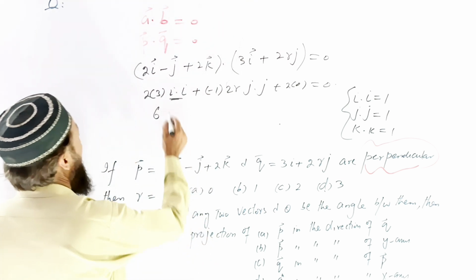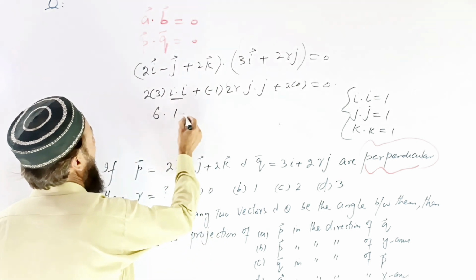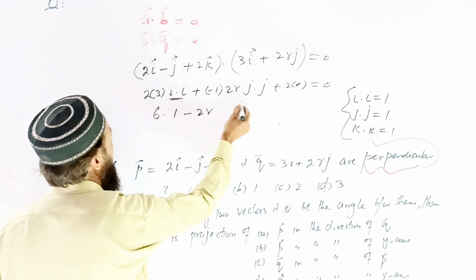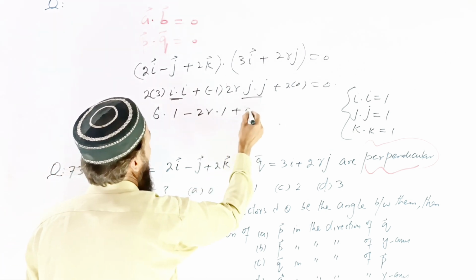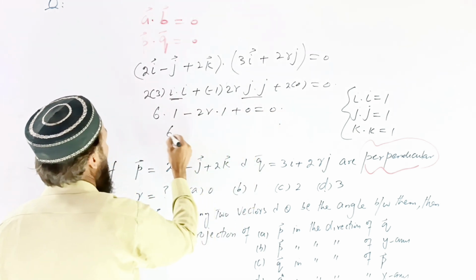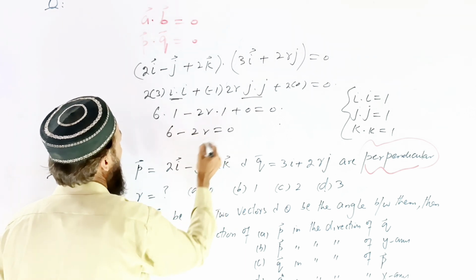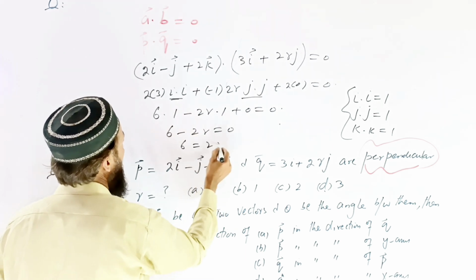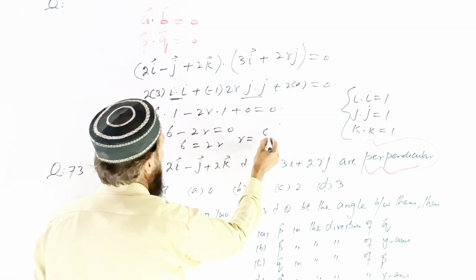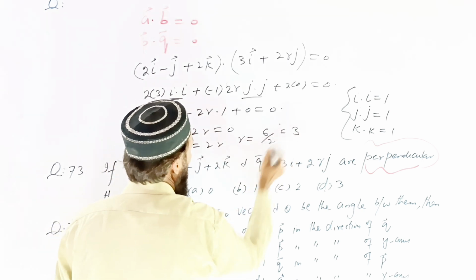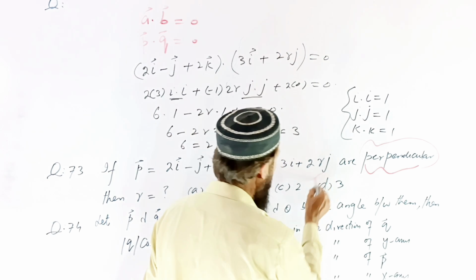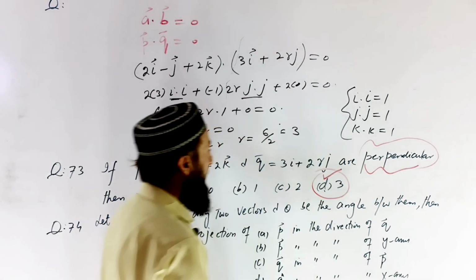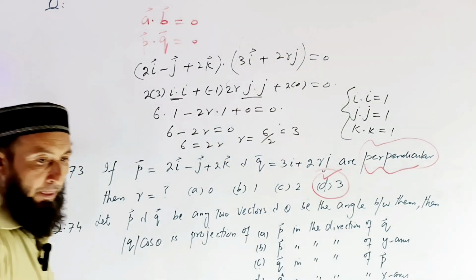So here we get 1 and minus 2r j dot j is equal to also 1 and this is 0 and 0. So we get there 2 minus r is equal to j and 6 is equal to 2r. r is equal to 6 divided by 2 is equal to 3. And here we get the answer: D is the correct answer and D is 3.